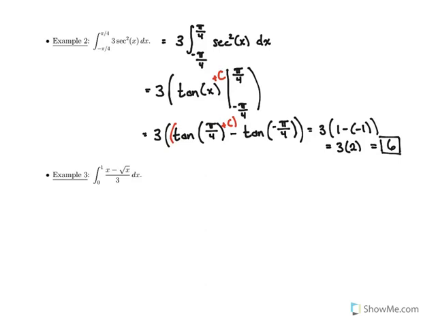You have the plus c there. Plug in the negative pi over 4 and have the plus c there. But you'll note that the plus c's are going to cancel out, and we're left with just what we had before. And this is why we don't need to write plus c when doing definite integrals.